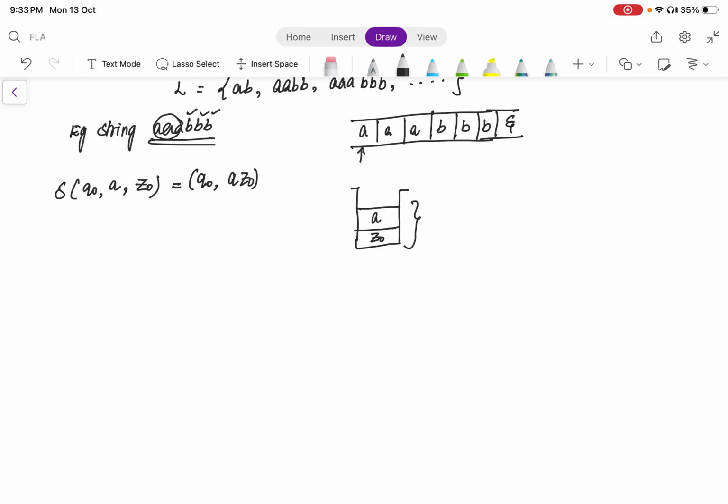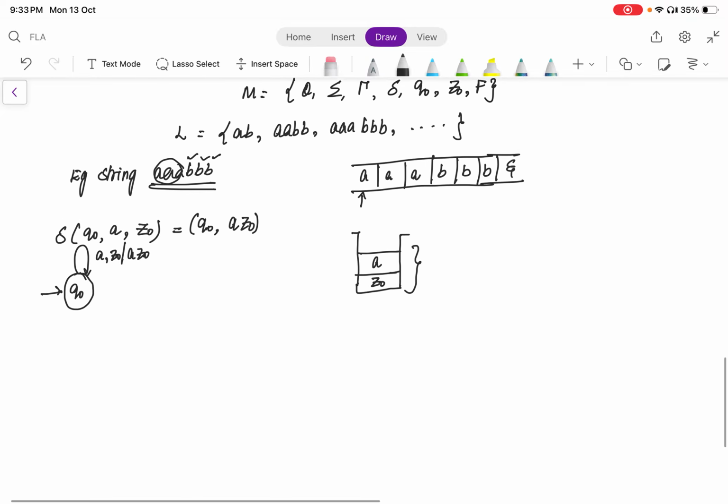Okay, how will you draw the PDA for this? At q0, I told you that everything is a self loop in push. So a is your input, the stack status before adding input is Z0, and after adding input it is a Z0. Okay, first a is done.